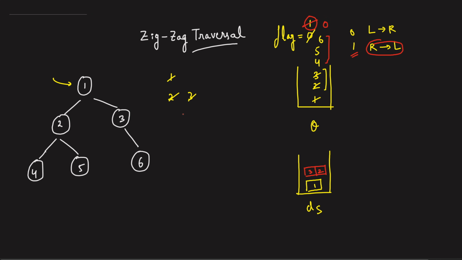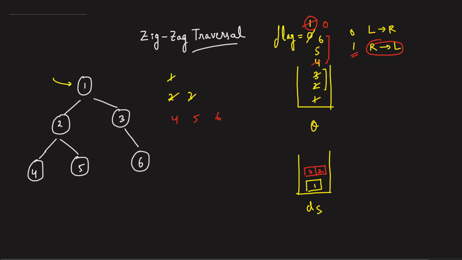And in the next level, you get 4, 5, 6. And it's time to check if they have left and right. 4 doesn't have a left, 4 doesn't have a right. 5 doesn't have a left, 5 doesn't have a right. Similarly with 6, doesn't have a left, doesn't have a right.